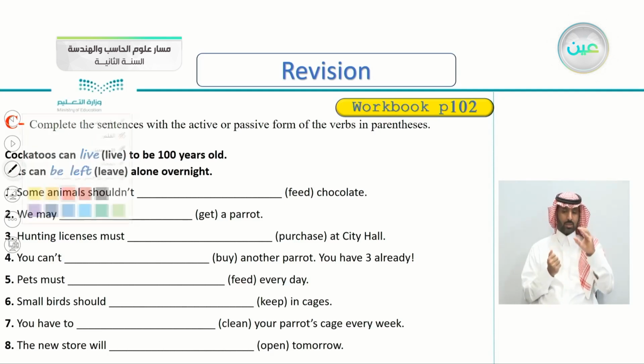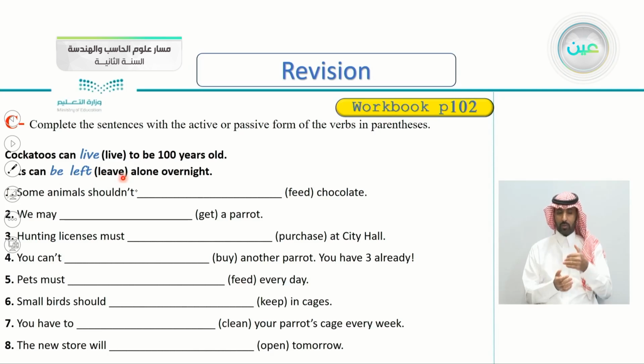Complete the sentences with the active or passive form of the verbs in the parentheses. You can see the first one is already done. Cactus can live, here the verb is live, to be 100 years old. Be left, the verb is leave, be left alone overnight. So I think now you know what to do in this exercise. Either it's active, live, or passive here, be left.